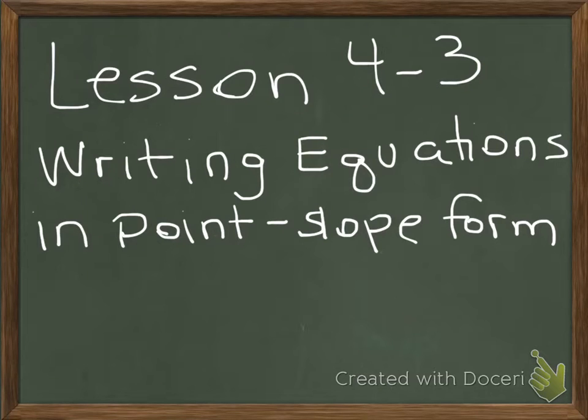Today we're looking at lesson 4.3, which is writing equations in point-slope form. So far we've had slope-intercept form, which was the previous two lessons, and then we've had standard form in the last chapter or two. So we have three different forms, actually four, direct variation form. We're just going to be focusing on point-slope form for this lesson.